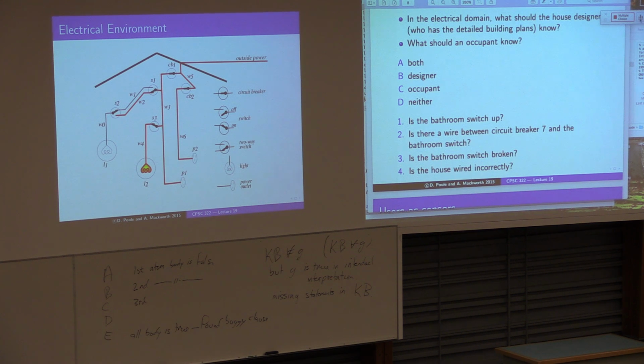So what would you expect this to know? And the design, and it's probably the designer, but the designer probably doesn't know this either. Right, so the probable answer here is that neither of them knows this. This person's probably not on the blueprints about whether the house is designed incorrectly, right? So there are sort of different things.